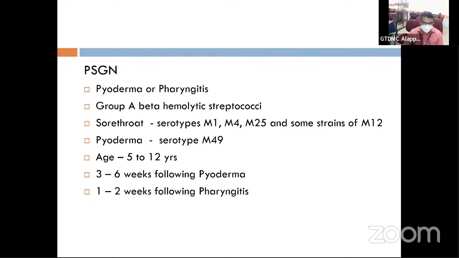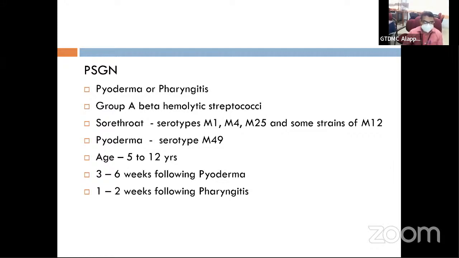PSGN is not a diagnosis below 3 years of age. And 5 to 12 here also it is similar to rheumatic fever. Rheumatic fever is also common in school-going children, like 5 to 15 years of age. And there is a latent period between the infection and the onset of PSGN.